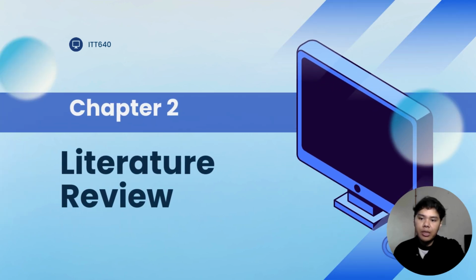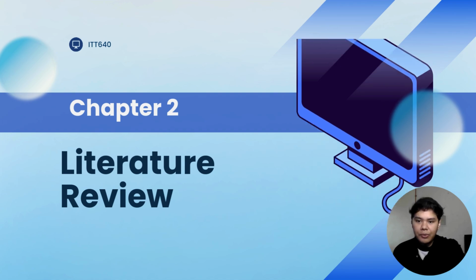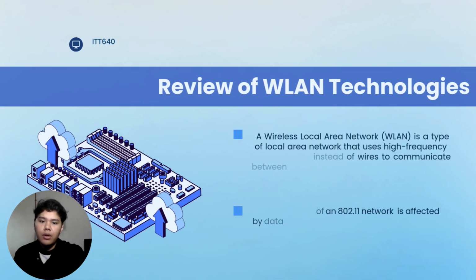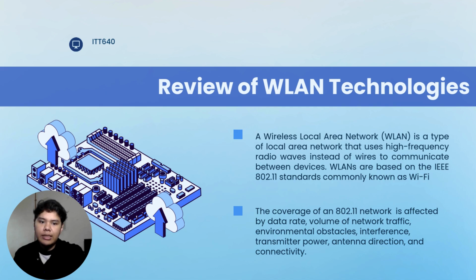Next, we will dive into chapter 2, which is the literature review. In the review of WLAN technologies, a WLAN is a type of local area network that uses high frequency radio waves instead of wires to communicate between devices. WLANs are based on the IEEE 802.11 standards, commonly known as Wi-Fi. The coverage of an 802.11 network is affected by data rate, volume of network traffic, environmental obstacles, interference, transmitter power, antenna direction, and connectivity.